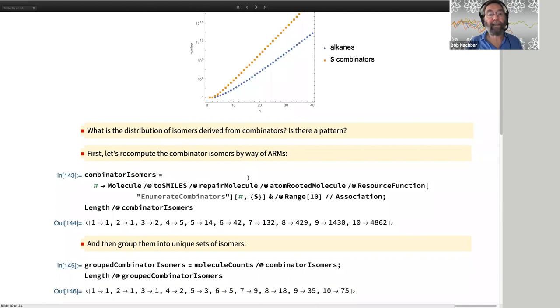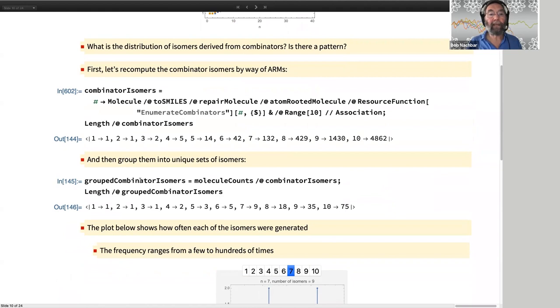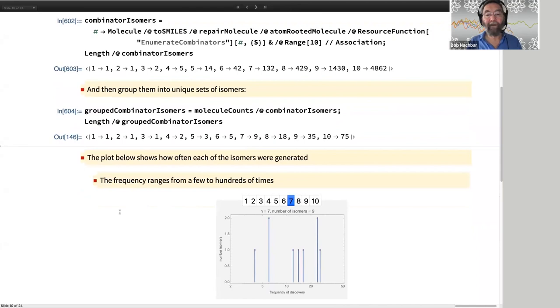So let's generate some combinators up to size 10. We can turn them into molecules, group them by size, and take a look at what we've got there. Now I'm going to stop evaluating things because everything's been evaluated already and we can just go through the notebook more quickly at this point. So we've got the combinator isomers that have already been generated, turned into molecules.